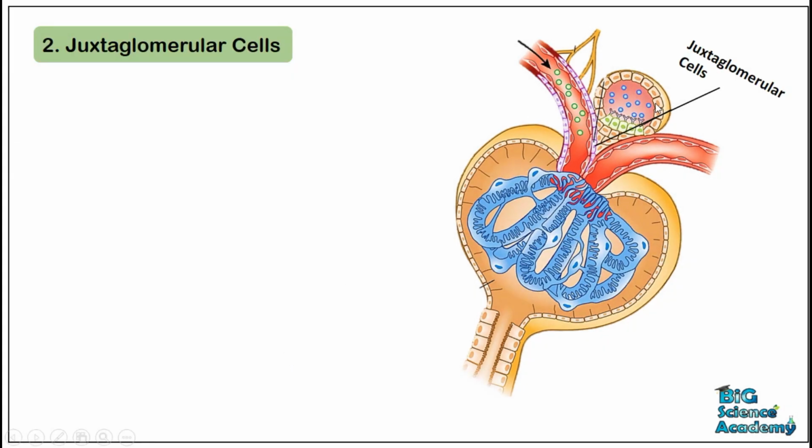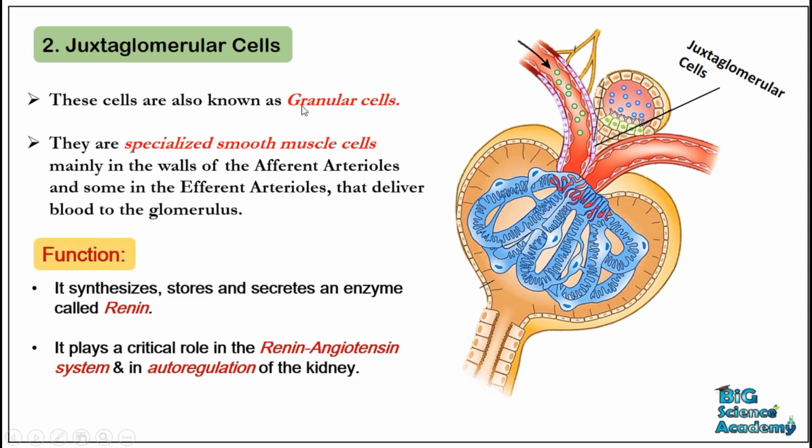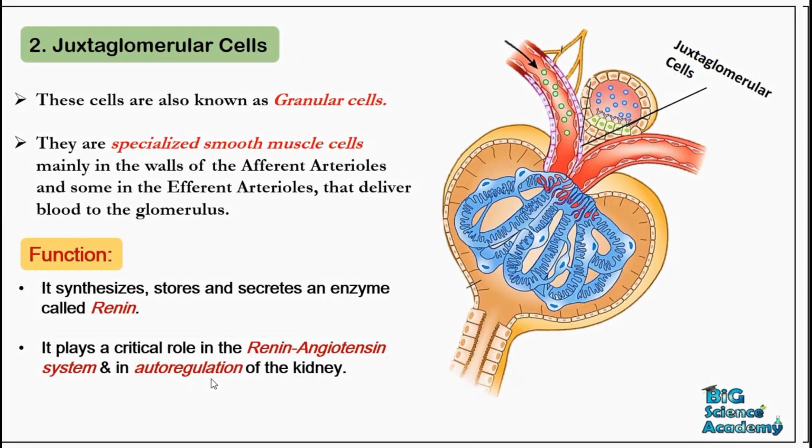Next we will discuss the juxtaglomerular cells. Here are the juxtaglomerular cells of the juxtaglomerular apparatus. These cells are also known as granular cells. They are specialized smooth muscle cells mainly in the walls of the afferent arterioles and some in the efferent arterioles that deliver blood to the glomeruli. And what is the function of the juxtaglomerular cells? They synthesize, store and secrete an enzyme called renin, and this enzyme is very important and plays a critical role in the renin-angiotensin system and in autoregulation of the kidney.